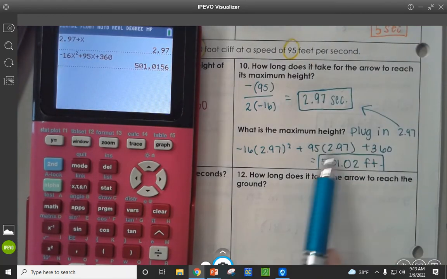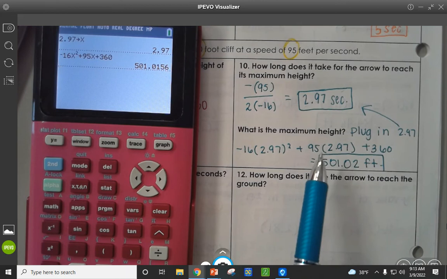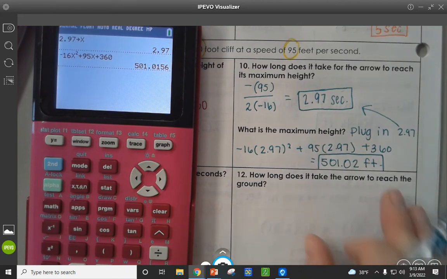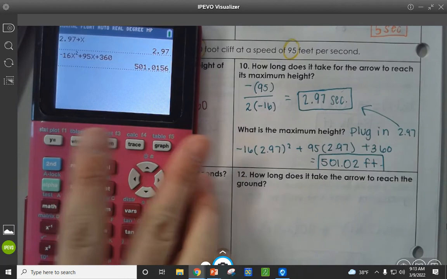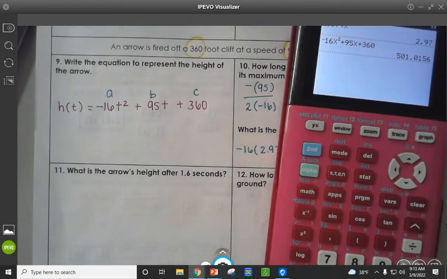Questions on how I got that? Questions like this on the test, you're going to be asked the same questions, but you have to be able to look back and see what you did on each question. Here you go.